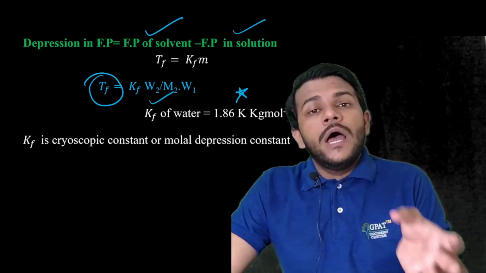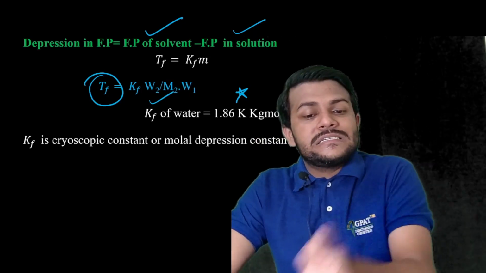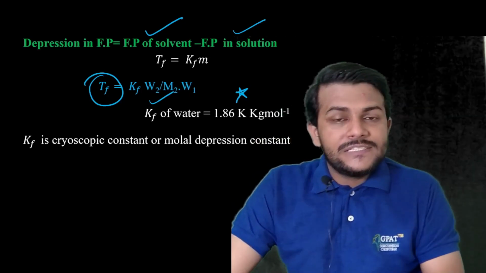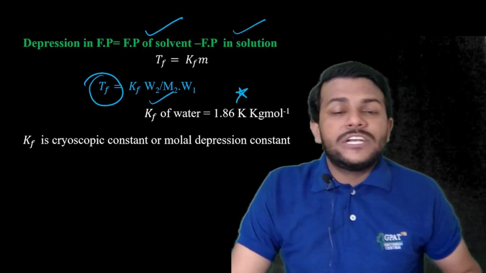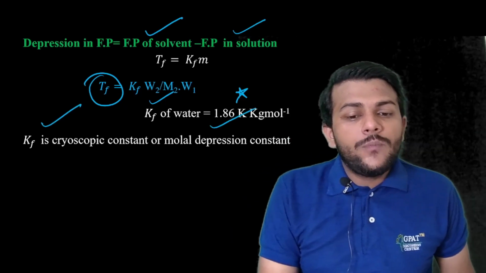They asked for the triple point of water. They asked for the boiling point of water. Maybe they will ask for the cryoscopic constant of water, that is 1.86. Maybe they can ask regarding the ebullioscopic constant. So Kf is the cryoscopic constant or molar depression constant.